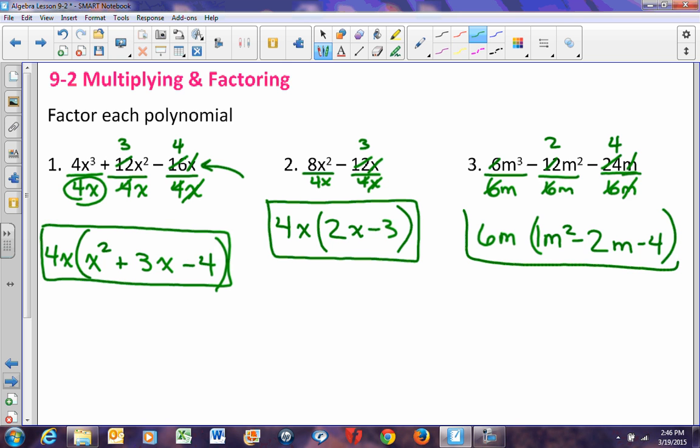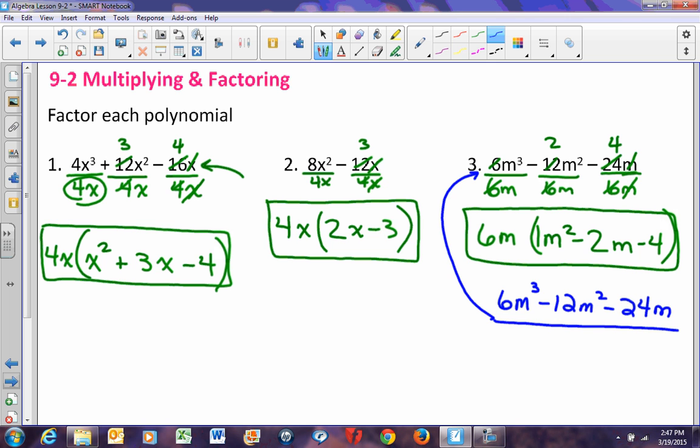As you can see, factoring and multiplying are inverses, because if I was to multiply this back together, 6m times 1m squared is 6m to the third. 6m times negative 2m is negative 12m squared. And 6m times negative 4 is negative 24m. And if I multiplied it back together, I got exactly what I started with. That's how you can double check to make sure you've done it right. This is factoring. This is multiplying. They are inverses of each other. And that's multiplying and factoring.